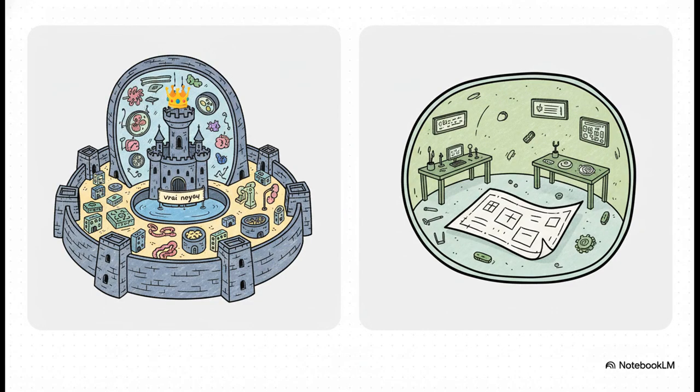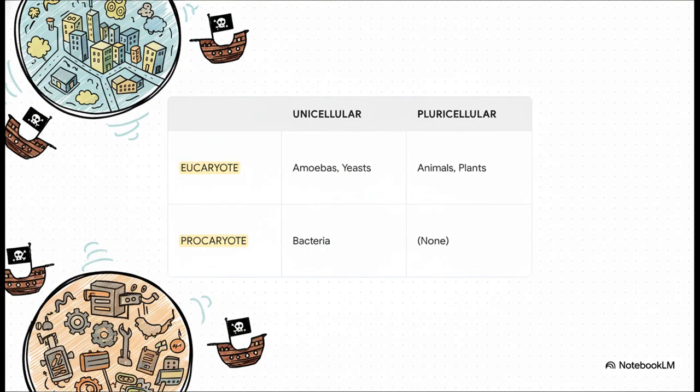Okay, so let's get into it. On one side, you have the eukaryotes. On the other, the prokaryotes. And the huge defining difference, the thing that splits them, is the presence of what the French call a vrai noyau, a true nucleus. It's that simple. Eukaryotes have one. Prokaryotes don't. That's the whole game.